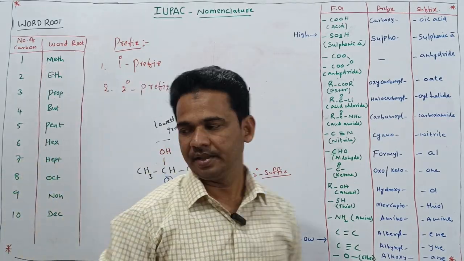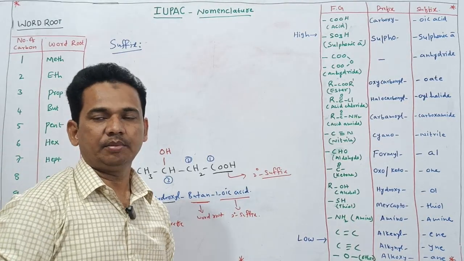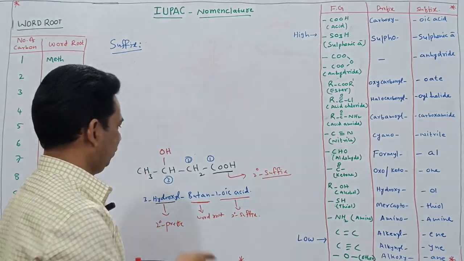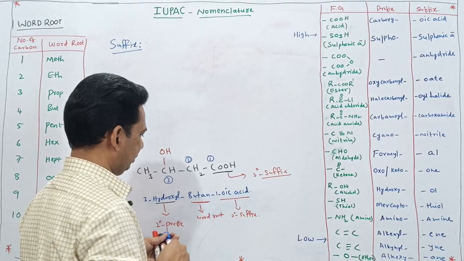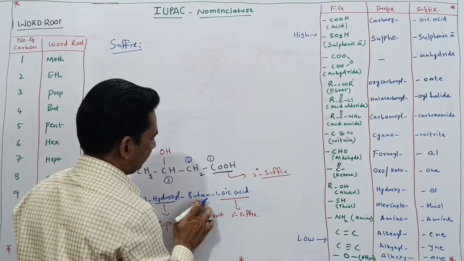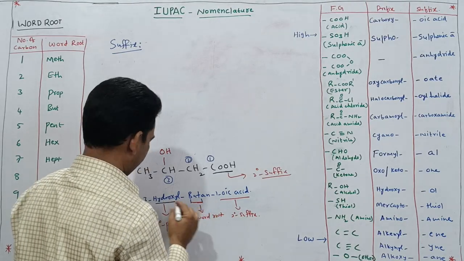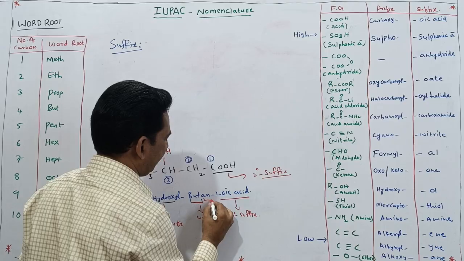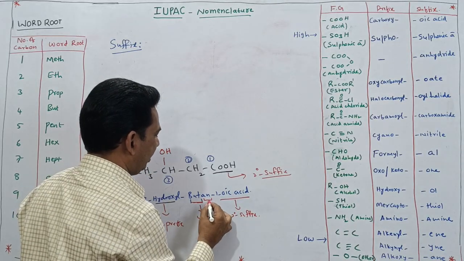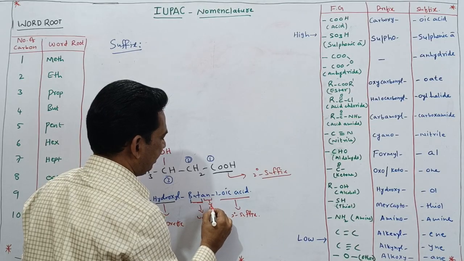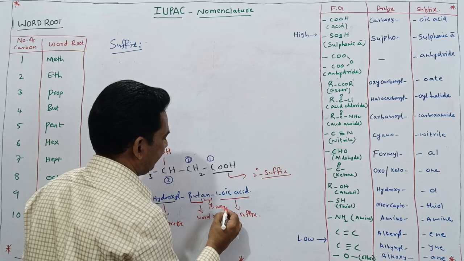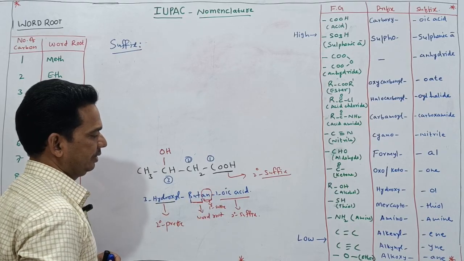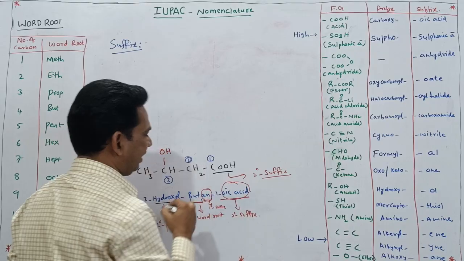Now we will go for the suffix. Suffix is nothing but, as I already told you, what we mention after the word root. Here the word root is but. Then "an", because it tells about the nature of this compound: whether it is a single bond, a double bond, or a triple bond. This is the primary suffix. Which one? "An" we write as the primary suffix. "Oic acid" we write as the secondary suffix.